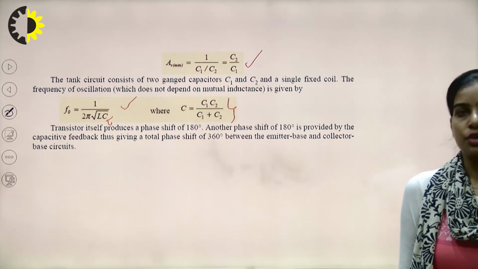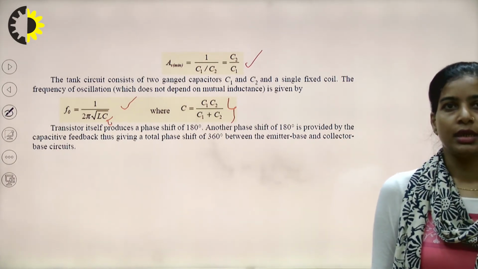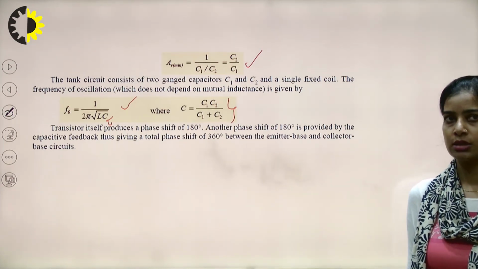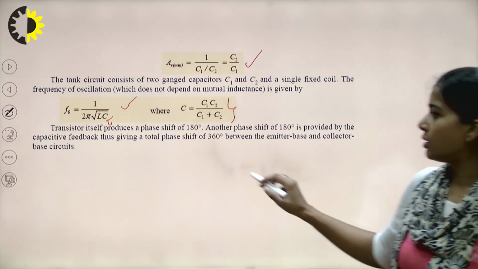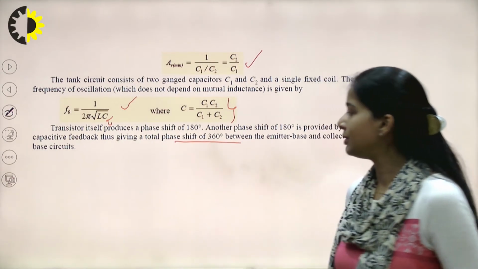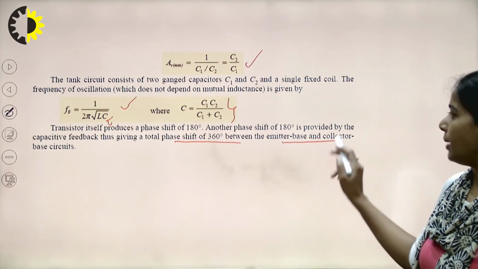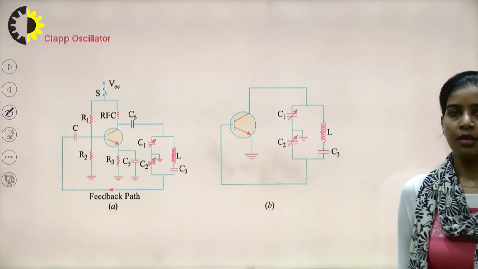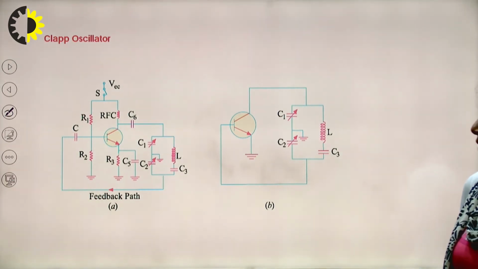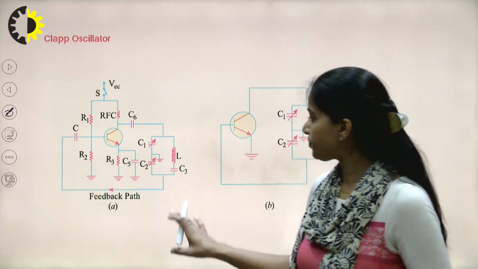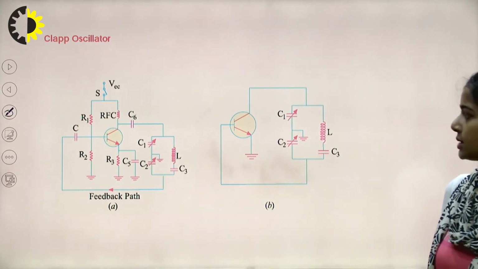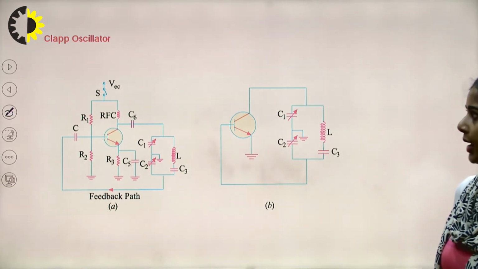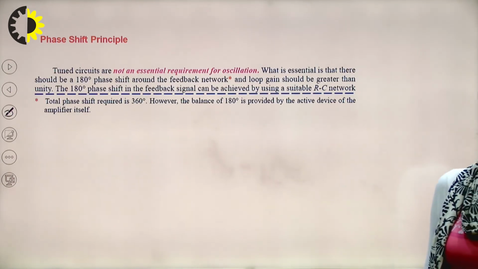The transistor itself produces a phase shift of 180 degrees and another phase shift of 180 degrees is provided by the capacitive feedback. So it gives a total phase shift of 360 degrees between the emitter-base and the collector-base circuits. Clapp oscillator. Here the two capacitances C1 and C2 are there with the coil L and C3.